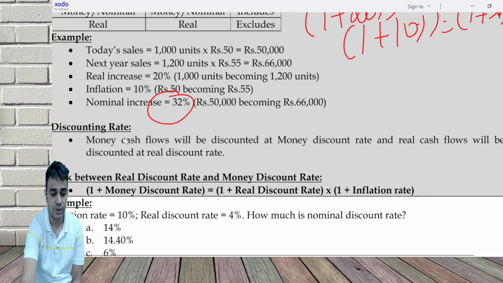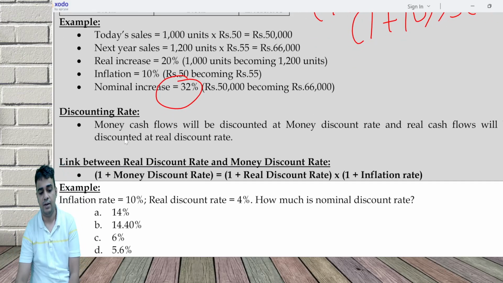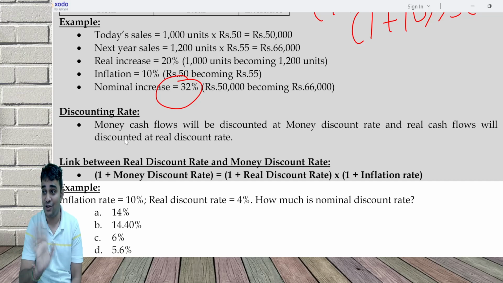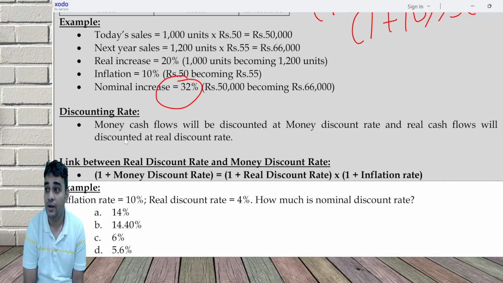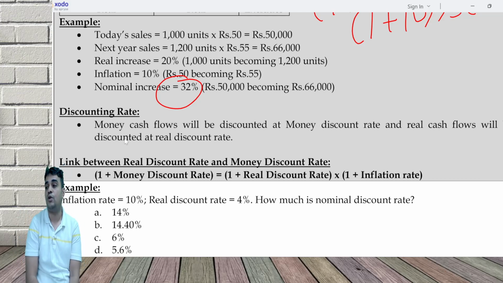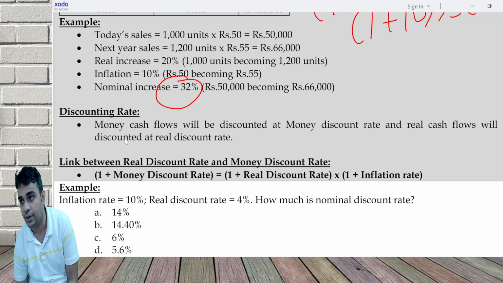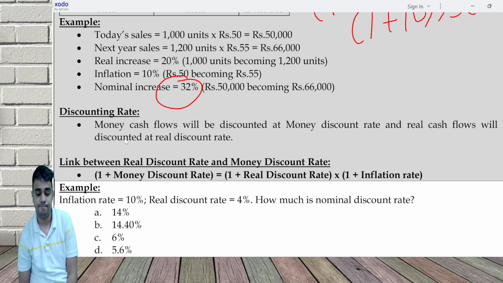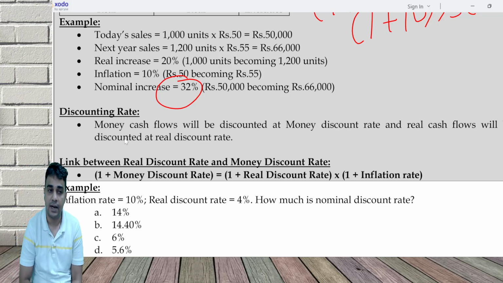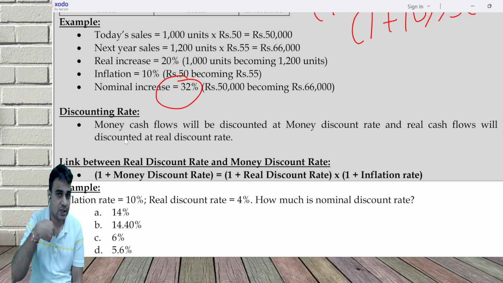Can you give me the answer to this? No, that is discussion. That's not the real formula. Give me the real answer. The real answer is 1 plus MDR is equal to 1 plus inflation rate into 1 plus real discount rate. That gives 14.4%.